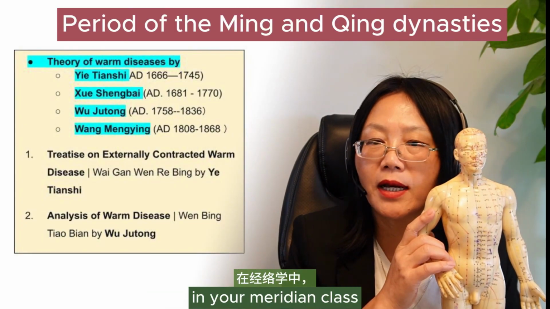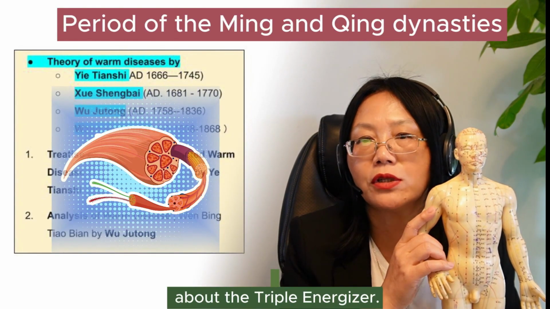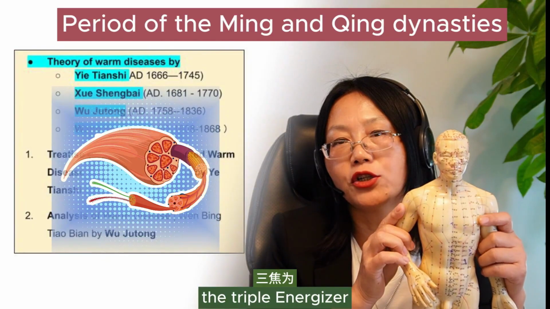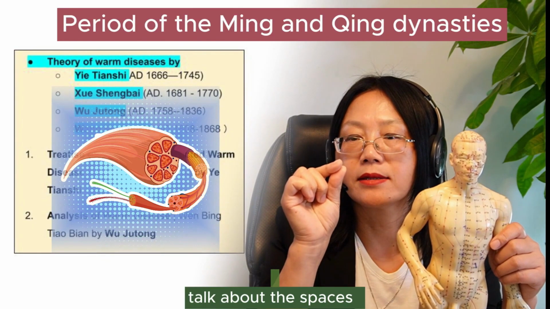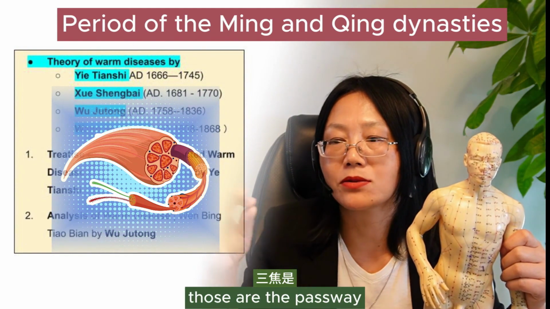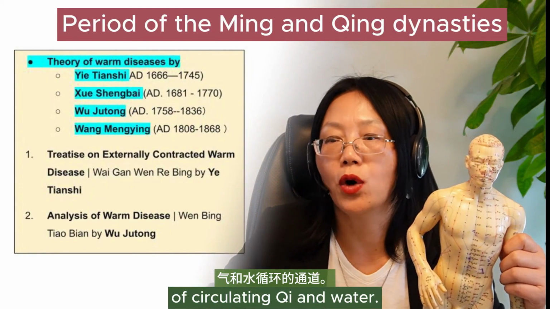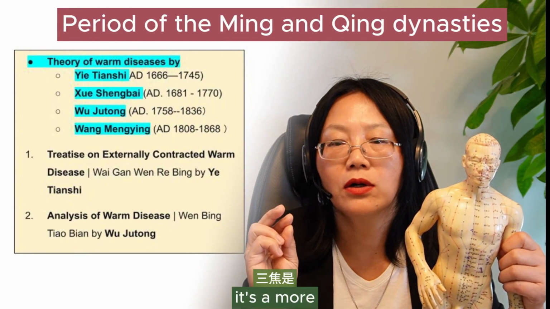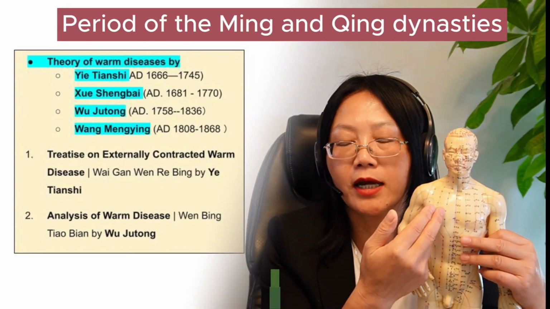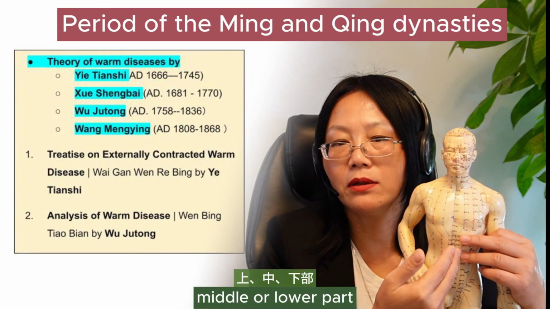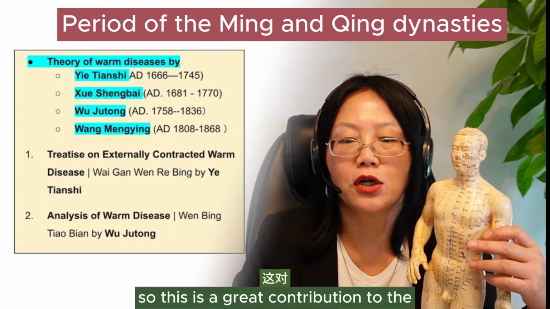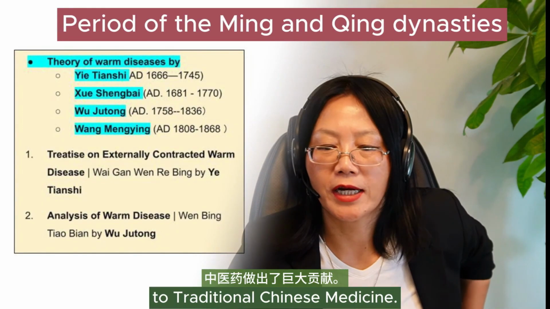In your meridian class, you're going to see another definition about the triple energizer. Energizer is considered to be a full organ. From there, the triple energizer talks about the spaces in between the muscles and the tendons and the bones. Those are the pathways of circulating qi and the water. Triple energizer is a more tricky concept in TCM. Depending on which part the pathogen attacked, upper, middle, or lower, there are different manifestations and the treatment would be different. This is a great contribution to traditional Chinese medicine.